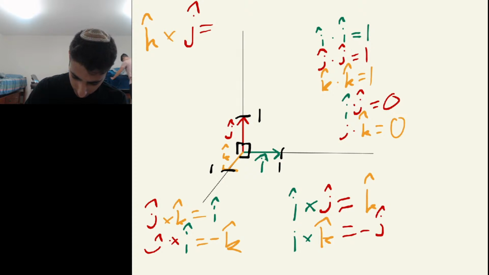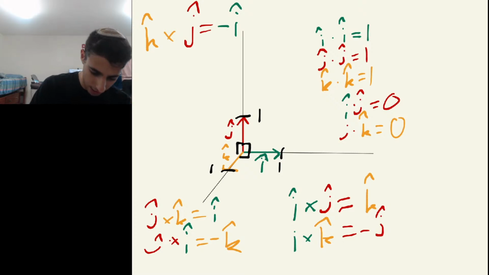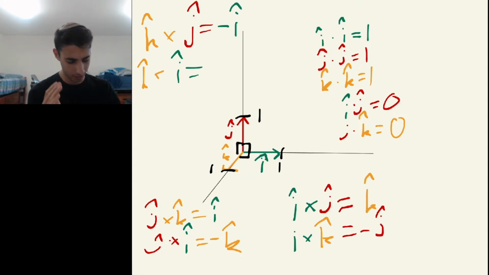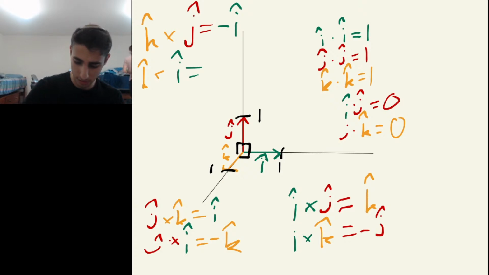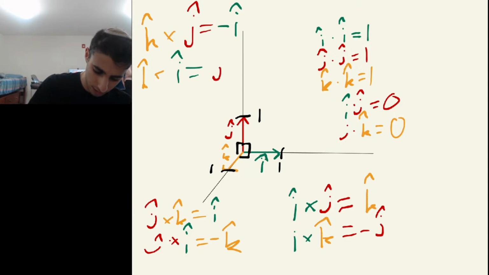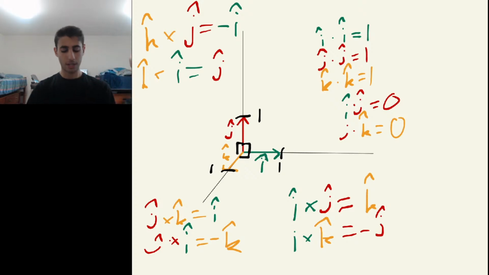K cross j is negative i. Negative i. And then we could have k cross i, which I guess would be j just by how we're going. K cross, okay, so let's do k. So point the right hand toward us, cross i like that. It's going up, which is j. So that is j. It is equal to j. Excellent. Okay, now I want to show something.